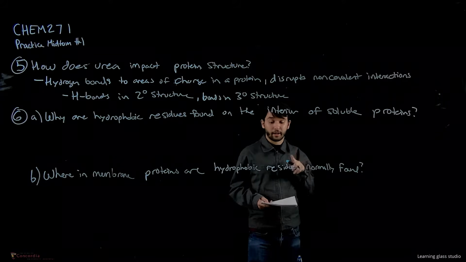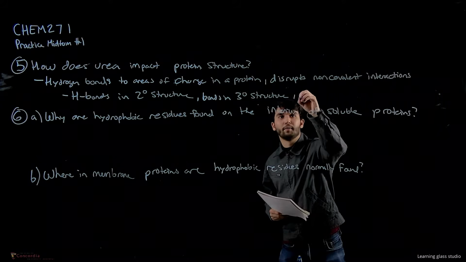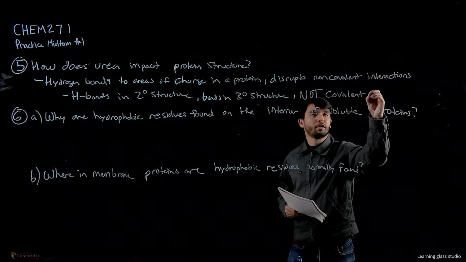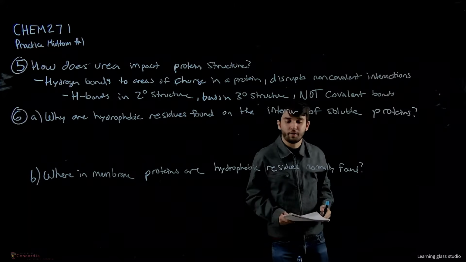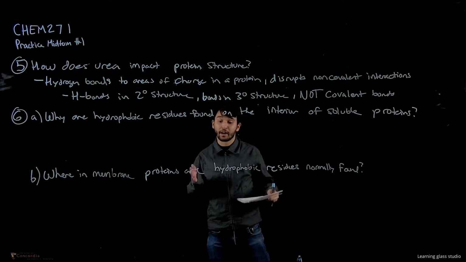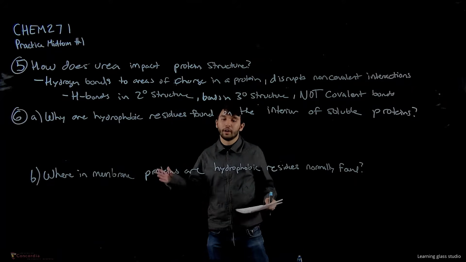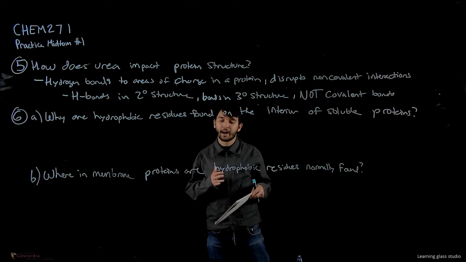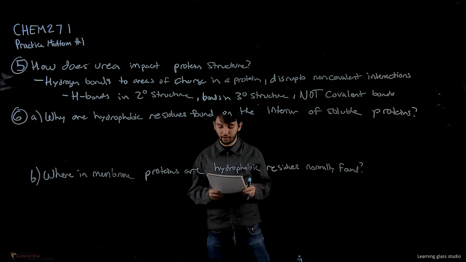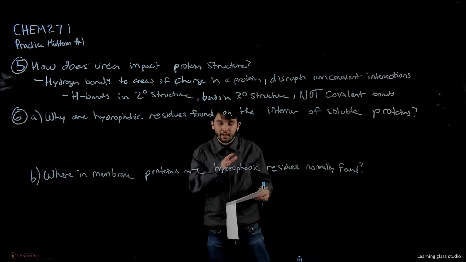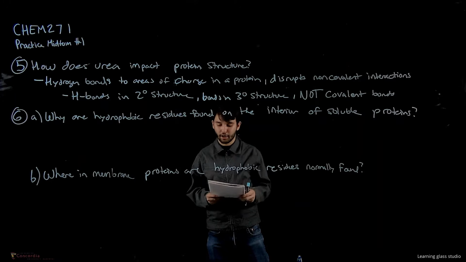However, the type of bond that it cannot disrupt is covalent bonds. So this means it cannot disrupt those disulfide bridges that connect tertiary structures and also sometimes quaternary structures together. So it's only disrupting the secondary and tertiary structures, and specifically just the non-covalent interactions like hydrogen bonds or dipole-dipole interactions. Okay, so that's how it's disrupting protein structure. It's sort of taking apart those secondary and tertiary structures.